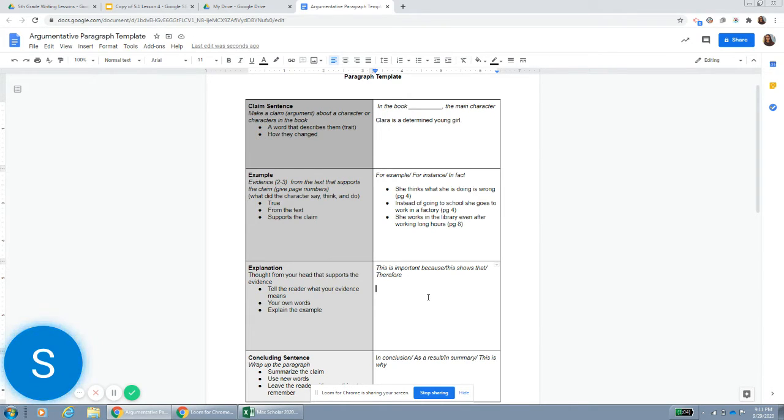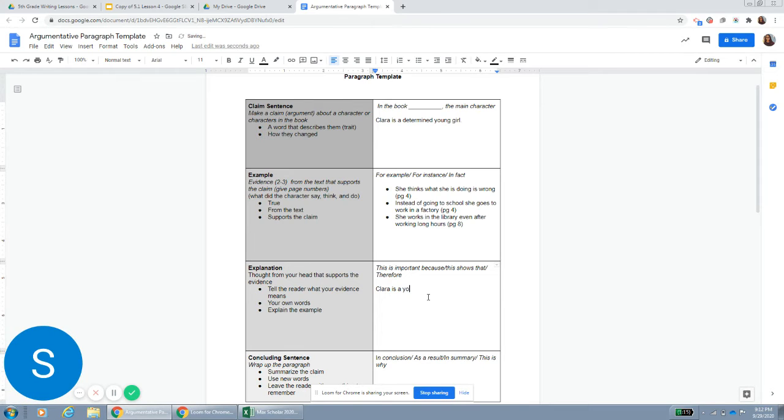And for me, when I think about it, the big deal is that Clara's a young lady. She is a young girl. She should be in school studying. But instead, she's doing something else, right? She's working because she has to take care of her family. Her dad can't work. That's really why she's determined. So I want to explain that in my own words. So this is important because, and then I'm going to continue.